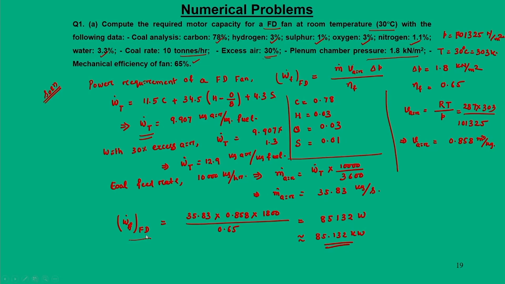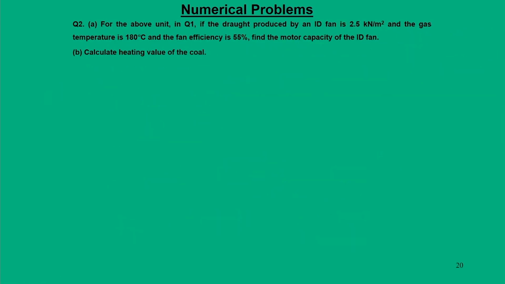Now, in the same problem we have just twisted it: for the same unit or same coal feed rate, if we need to use an induced draft fan that operates with a pressure differential of 2.5 kilonewton per meter square, but the gas temperature is 180 degree centigrade and fan efficiency is 55%, then what could be the motor capacity?